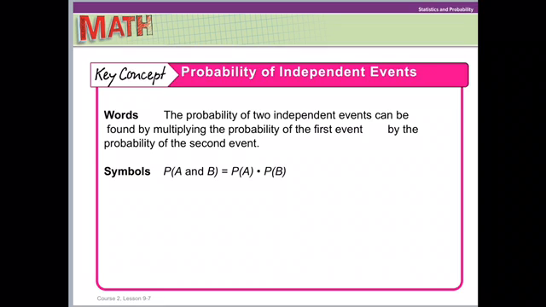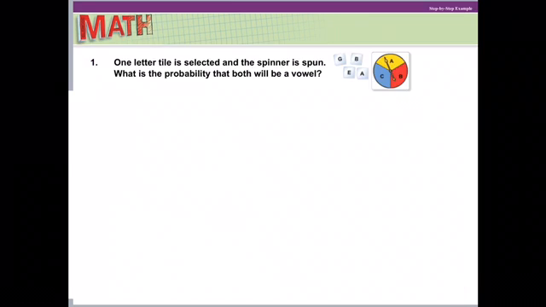So, independent events. The probability of two independent events can be found by multiplying the probability of the first event and the probability of the second event. So basically what that means is that there are two or more events in which the outcome of one event does not affect the outcome of the other event. So in this case, event A's outcome does not affect outcome B. So this is an example of an independent event.